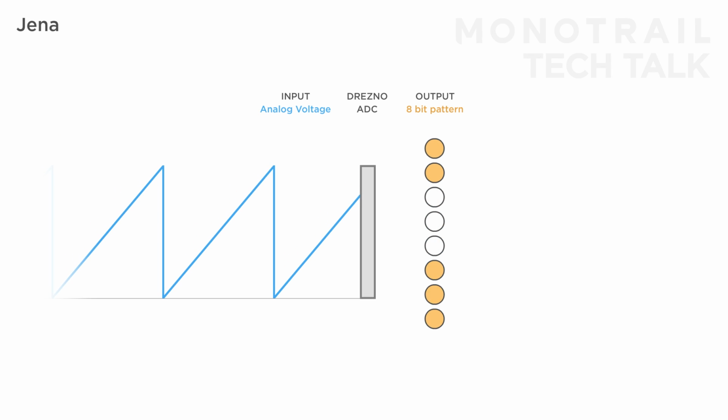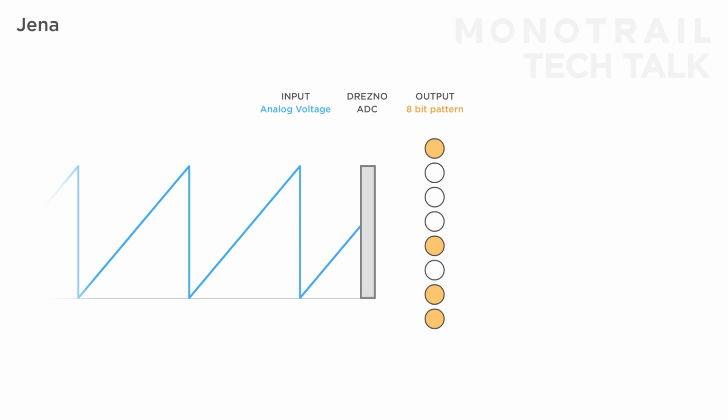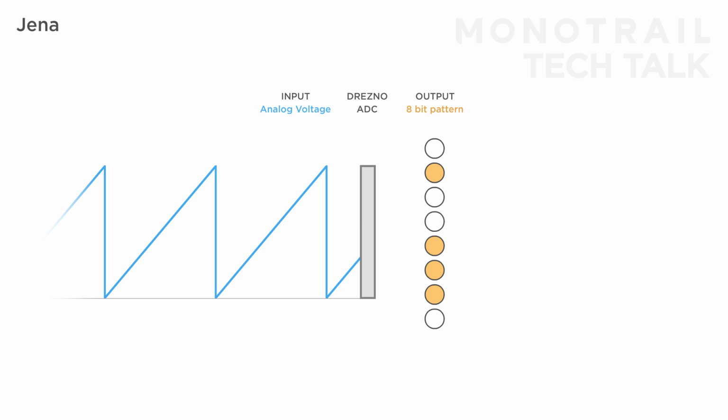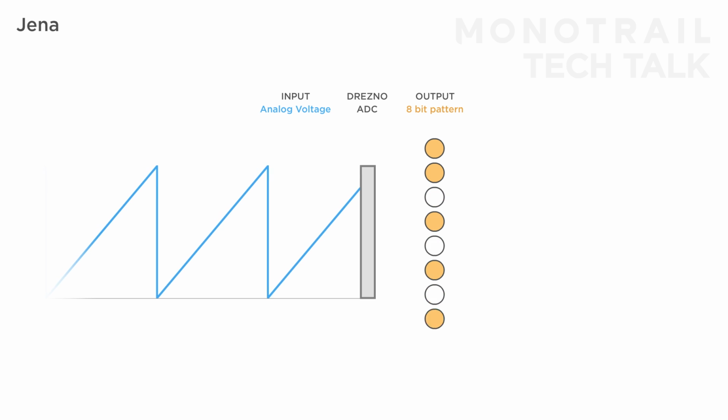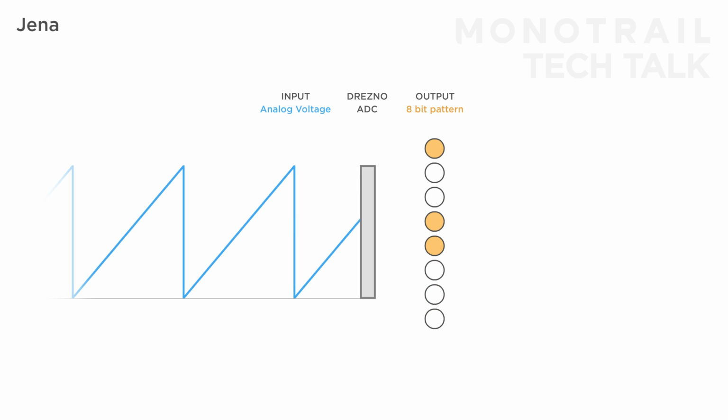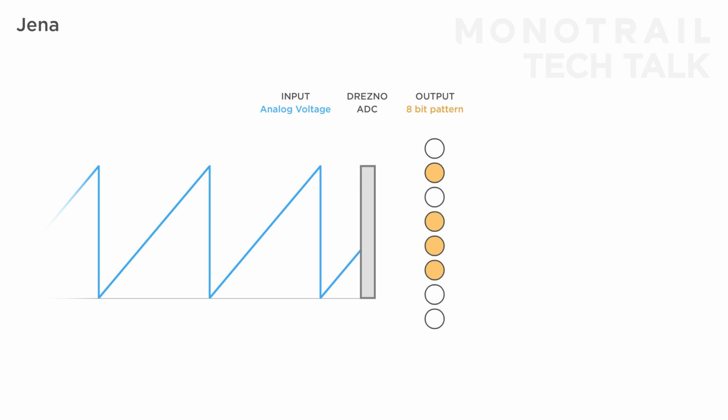Jena is a complex module to grasp because its core concept has so many applications. In order to understand it, we'll have to look at Drezno first. In the previous video, I showed how Drezno's analog to digital converter can take something like a saw wave and translate that in real time to digital gate patterns. This digital data can be transferred and manipulated through the Leibniz system.